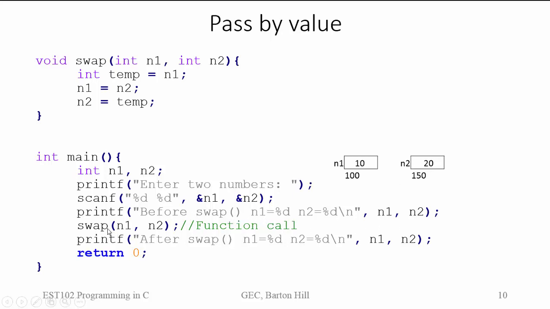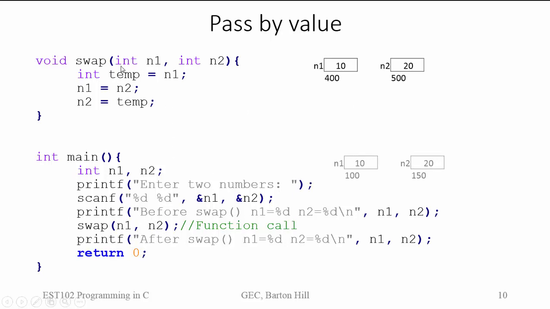Then after that we will be calling the function swap with n1 comma n2. So control goes from here to here, and these values will be pushed onto a stack. Now the actual argument n1 will be copied to the formal parameter n1, and the actual argument n2 will be copied to the formal parameter n2. This is what happens when this function call is done.